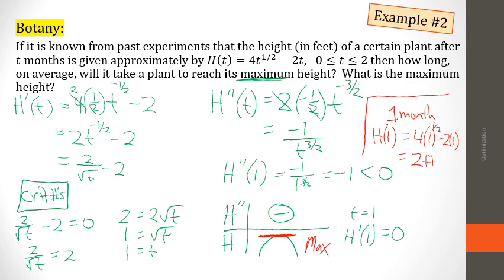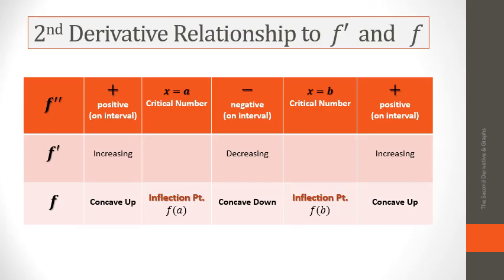So calculus is really pretty nice because we're not going to have to graph it. This would be a weird graph and try to find values. We can just apply calculus really quickly to figure out that it reaches its maximum height after 1 month and its maximum height is 2 feet. For the next problem, we're going to look at some relationships.